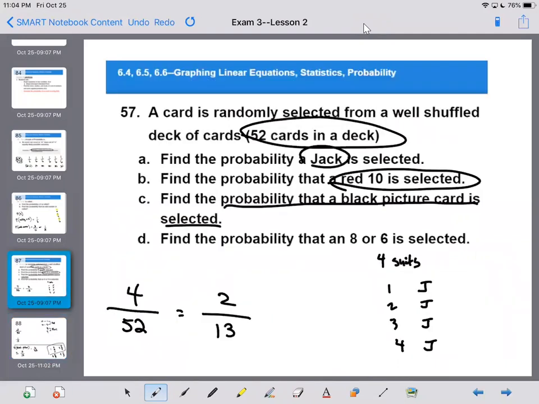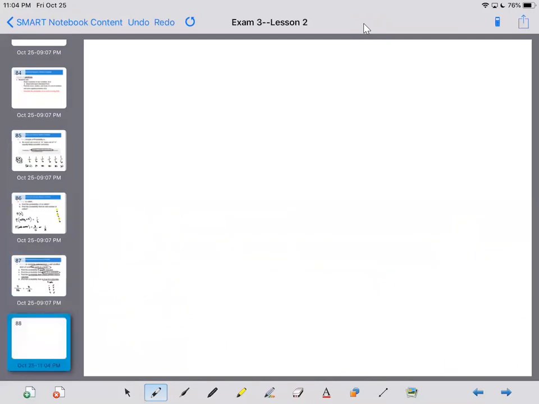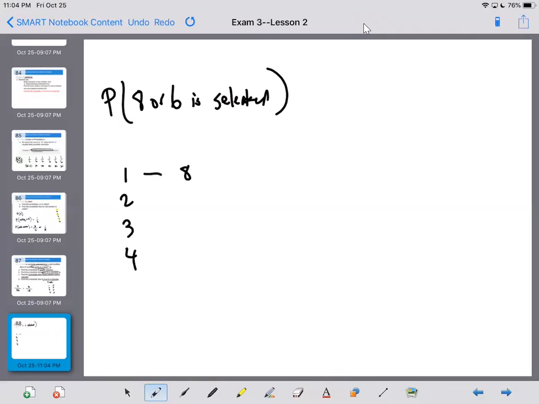And then finally, it says find the probability that an 8 or a 6 is selected. Now, we didn't say colors. Well, remember, we've got 4 suits, right? And in this suit, we have an 8 and a 6. This one, we have an 8 and a 6. This one, we have an 8 and a 6. This one, we have an 8 and a 6. So we actually have 2. So that's why we would add those together. That would give us 2 cards here, 2 here, 2 here, 2 here. So an 8 or a 6 is 2, 4, 6.